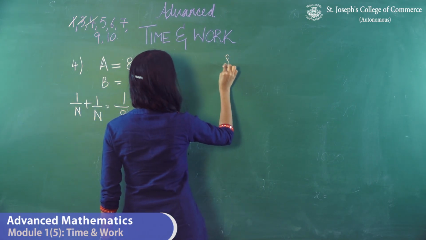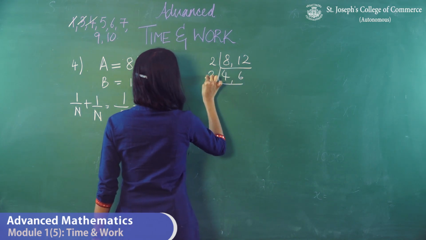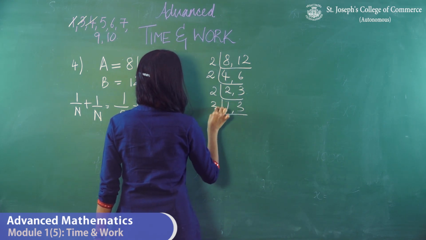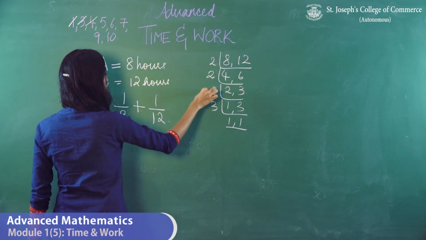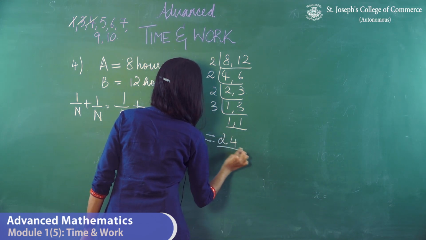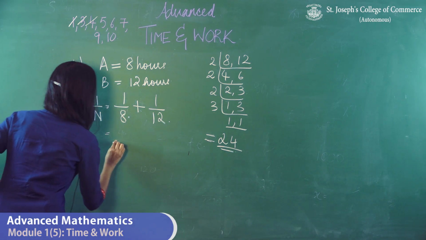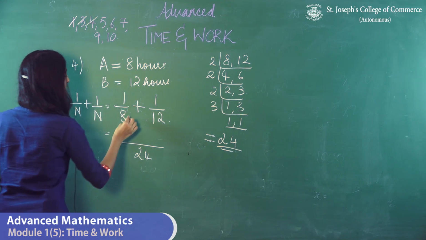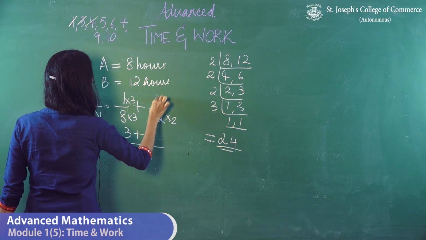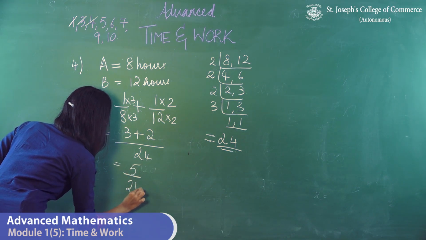Finding the LCM of 8 and 12, you would get 2: 4, 6; 2: 2, 3; 2: 1, 3; 3: 1, 1. So 2 into 2 into 2 into 3, you'd get 24. This is your LCM. Now, the next step you do is to write your LCM as 24. 8 into 3 would give you 24. So it will be 3 plus 12 into 2 would give you 24. So it will be 3 plus 2. You get 5 by 24.